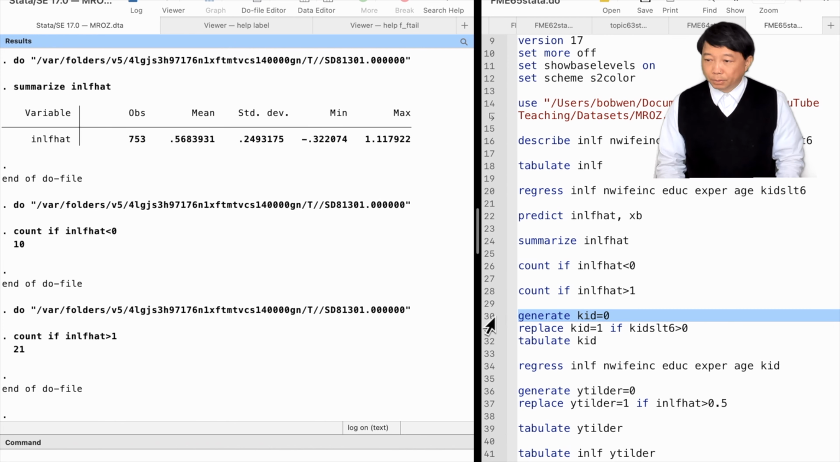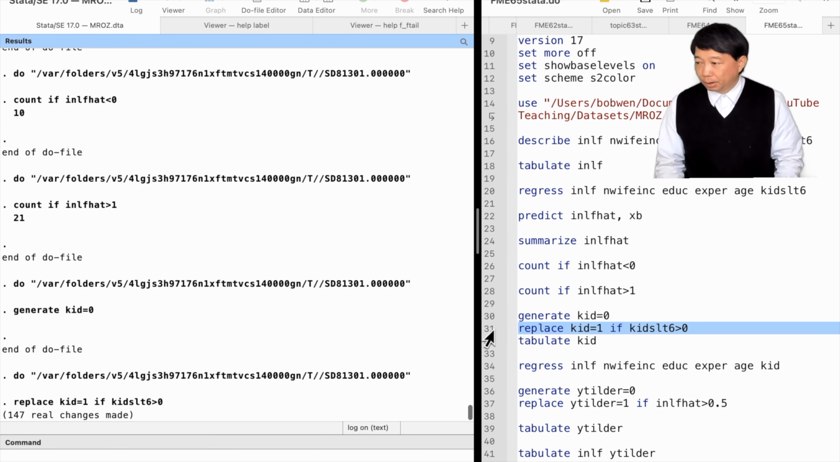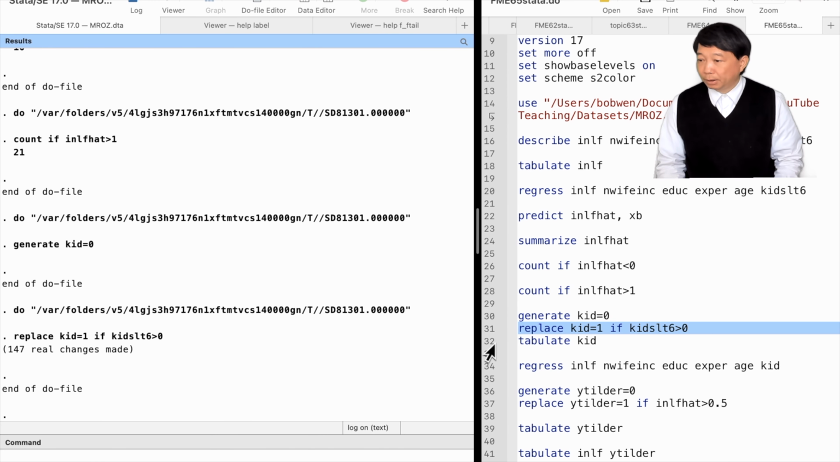When dummy variables appear as both the outcome and explanatory variables, the coefficient measures the predicted difference in the probability relative to the base group. For example, we define a dummy explanatory variable, kid. It equals 1 if the married woman has a child under 6 years old, and it equals 0 otherwise.